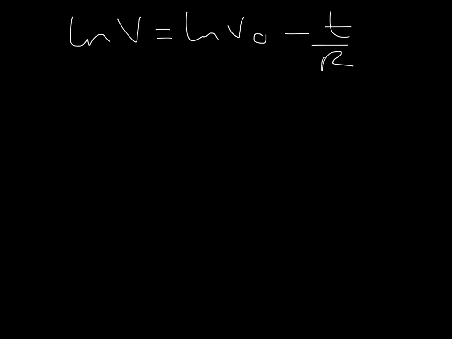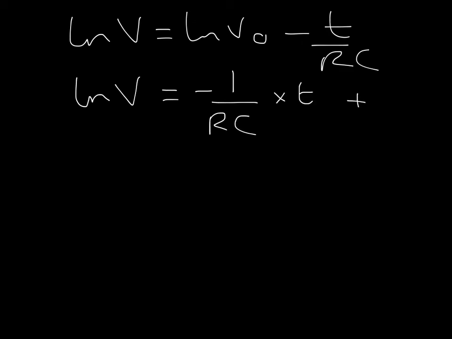So how is this giving us a straight line? We've got ln V equals ln V0 minus t over RC. Let's write it the other way round, and I think all will become clear. I'm also going to write things a bit more clearly on this side. Instead of minus t over RC, I'm going to write it separately: that's minus 1 over RC times t, and that's plus ln V0.